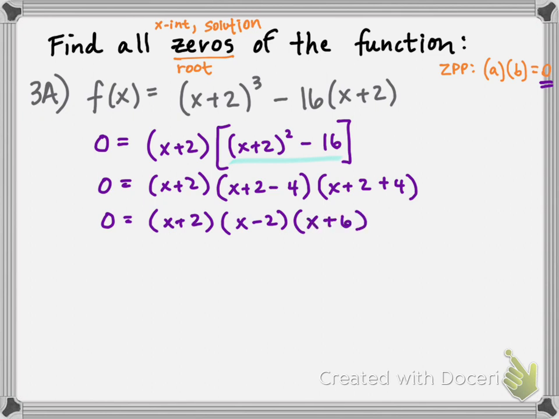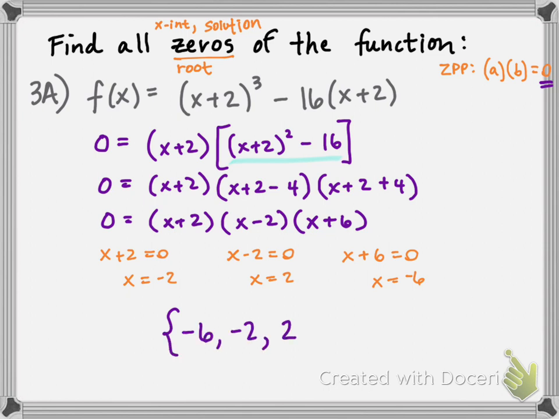From here, I can use my zero product property since it says find all the zeros of the function, and I can find my x-intercepts, which means I say x plus 2 is equal to 0, x minus 2 is equal to 0, and x plus 6 is equal to 0. From here, solve accordingly. So x is equal to negative 2, x is equal to positive 2, or x is equal to negative 6. From here, we want to use our answers in set notation, least to greatest, negative 6, negative 2, positive 2, and we're done.